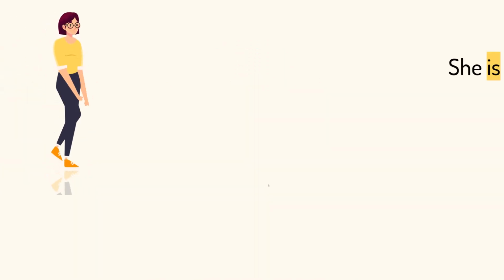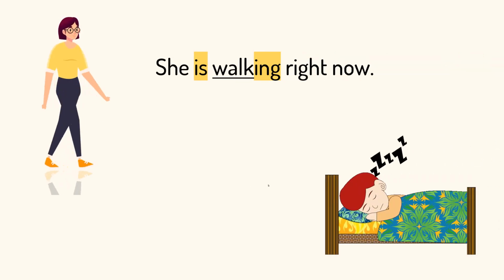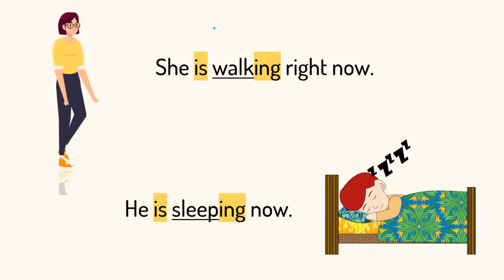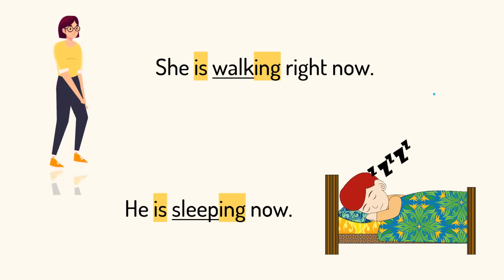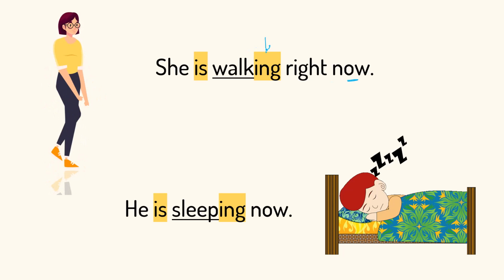Rule number 1. Well, look at this woman. I say, she is walking right now. Or look at this boy. I say, he's sleeping now. As I told you in another video, whenever we want to talk about now, talk about present, we have to add ing to the verbs.